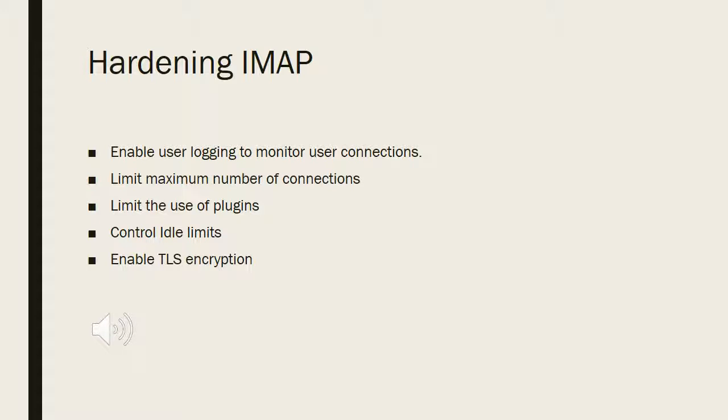To help harden IMAP, you want to enable user logging to monitor the connections of every user's send and receive. This allows you to get a feel for what user accounts are connecting, or if a malicious account is trying to brute force into the email server.